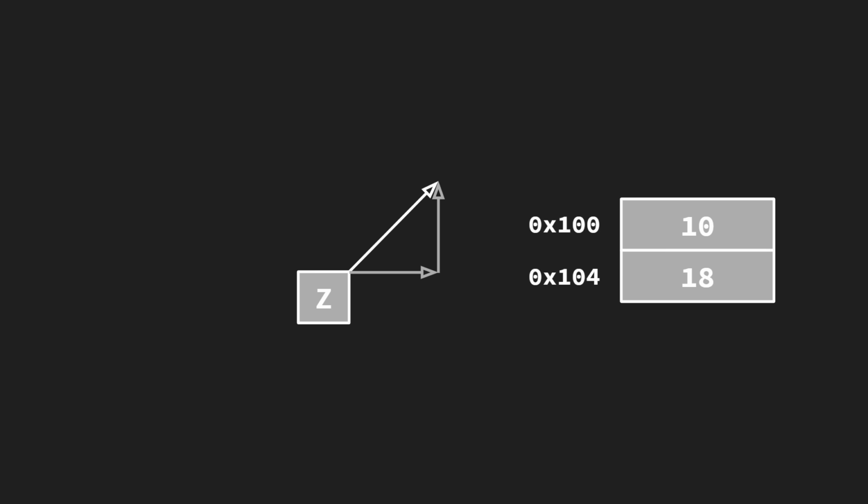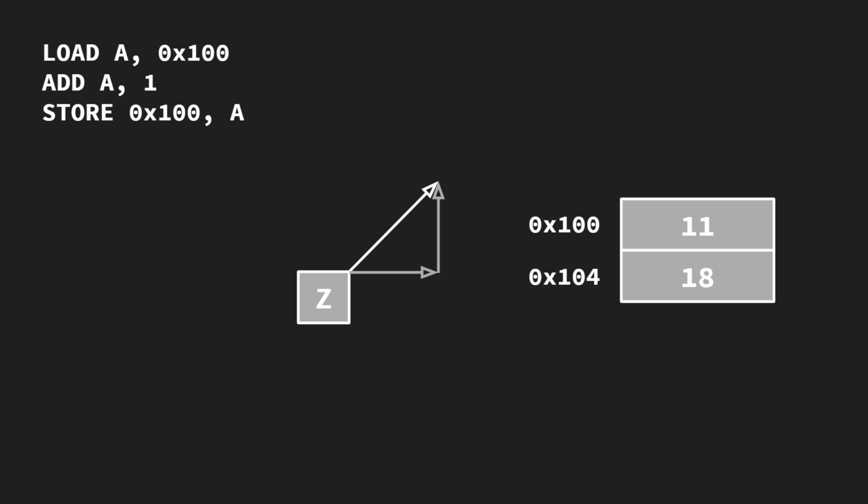So let's imagine that the X value is at memory address number 100. This is in hexadecimal, but it's fine. And then the Y value is at 104. So we would like to update these values. We have some code, and we load from 100 into A. We add 1 to A, like we've been talking about, and then we store into 100 whatever is in A. So you can see that it was 10 and is now 11. So we moved a little bit on X.